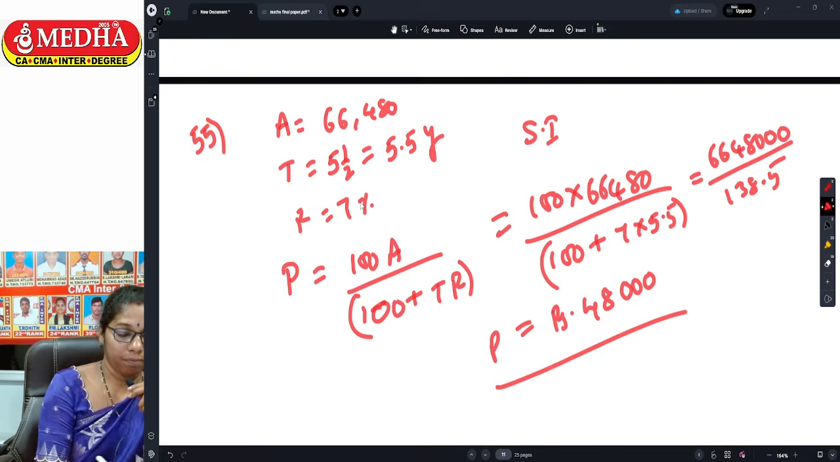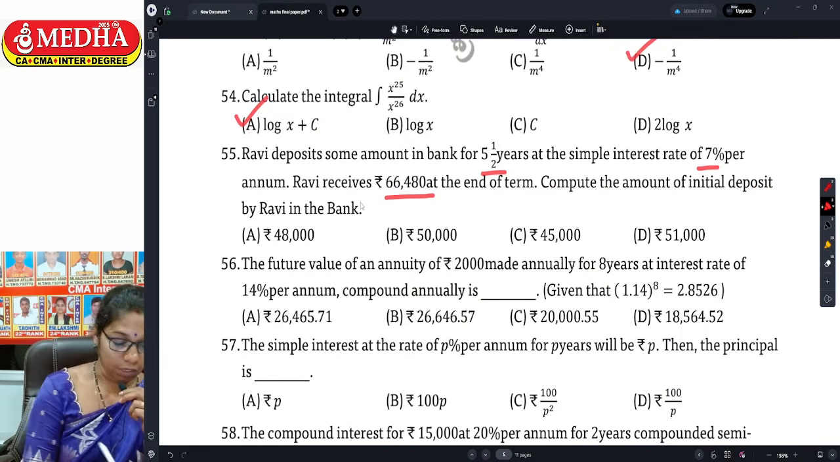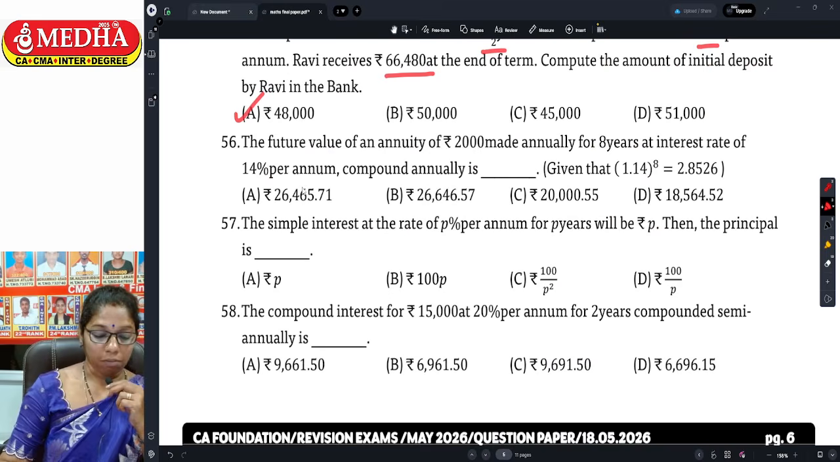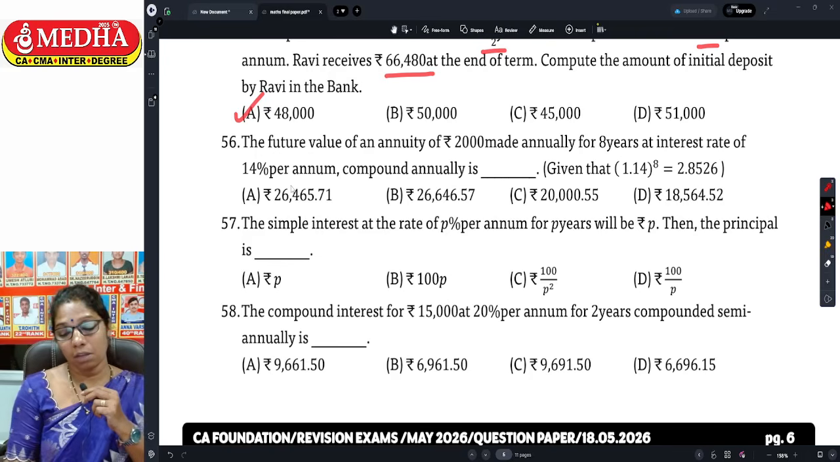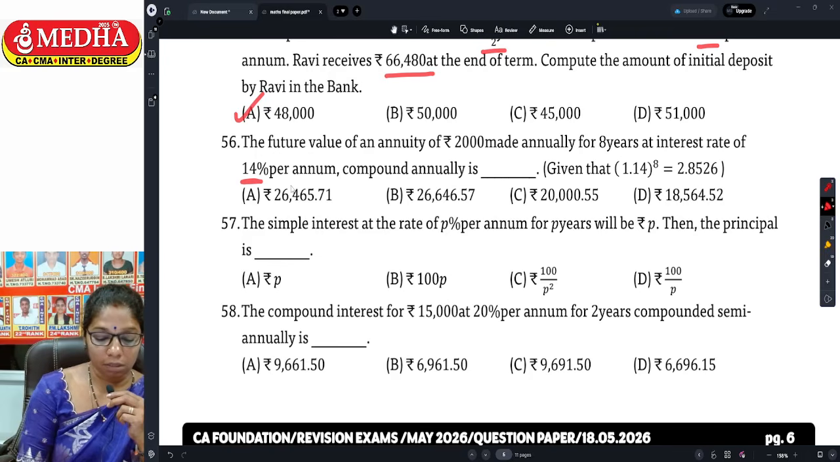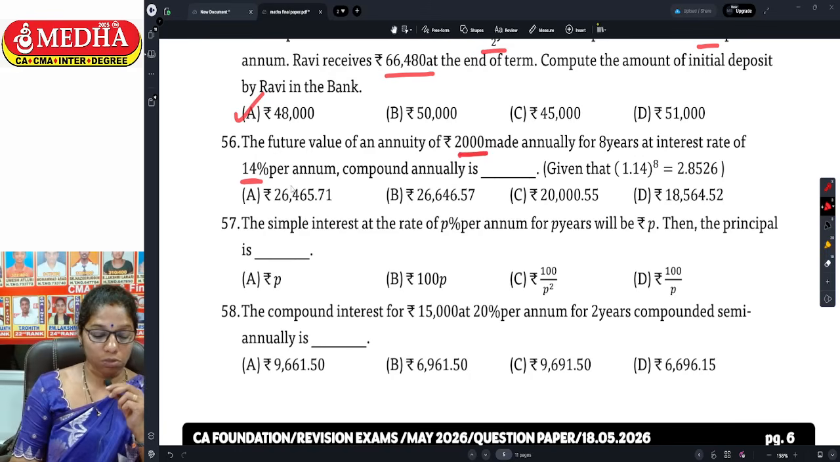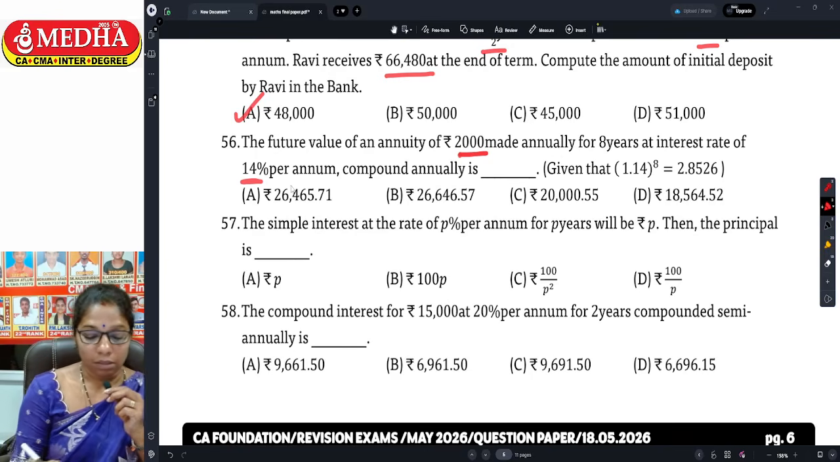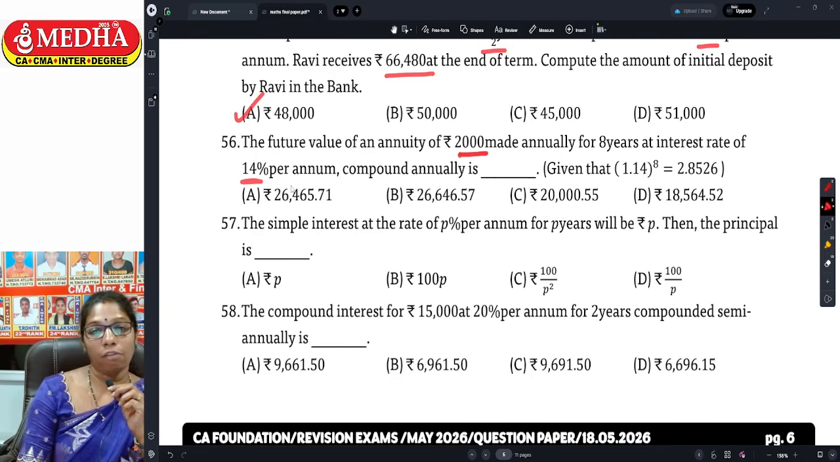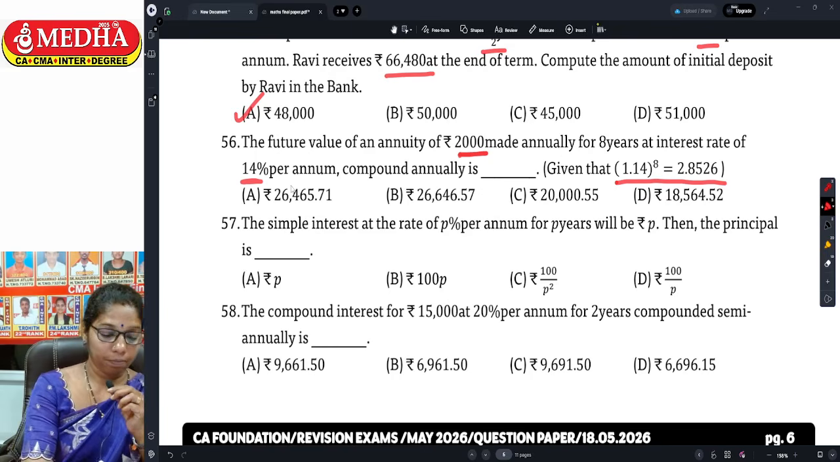Question number 55. Next one, option A. Question number 56. The future value of an annuity of 2000 made annually for 8 years at the interest rate of 14%. Annuity installment is 2000 rupees. Rate of interest is 14% per annum compounded annually. So, what is the future value of the annuity? The value of 1.14 whole power 8 is also given.